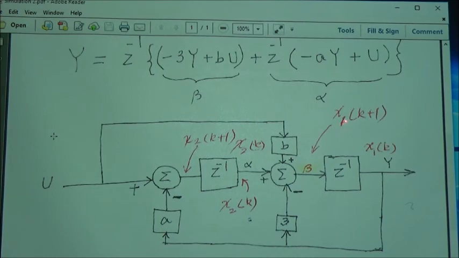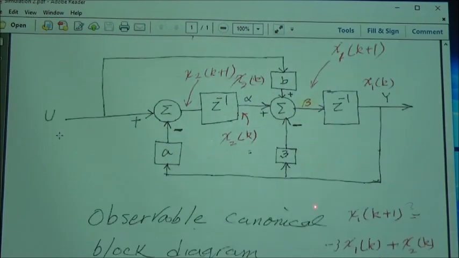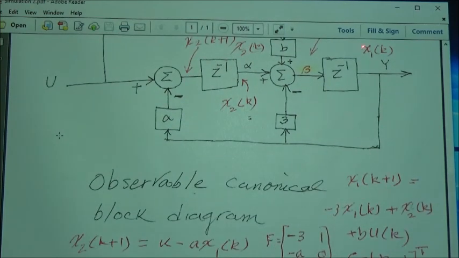Input of it is z x of 1 of k plus 1. I call this, which I called alpha before, x2 of k. Input is x2 of k plus 1. Okay, and then I can write the state equations. The state equation is x1 of k plus 1, which is here, equal to x2, which is this, minus 3 times x1, plus b times u, which is right there. So here's my first state equation.